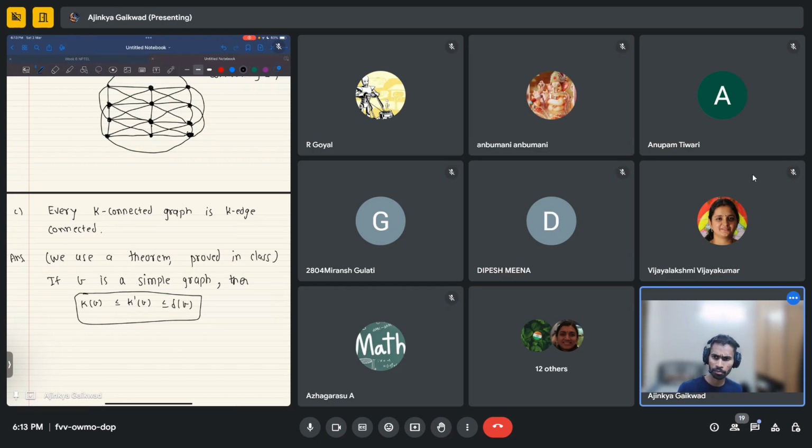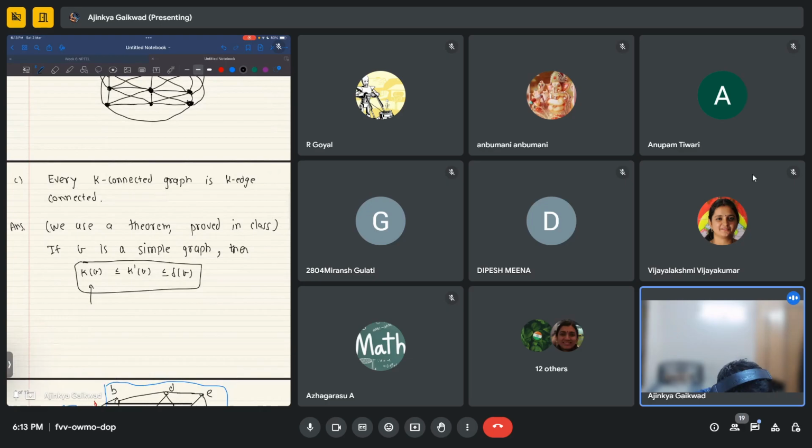There is only, I think, one theorem in this connectivity topic, which says that this K is the vertex connectivity. If the connectivity of a graph is, let's say, K, then the edge connectivity will be at least K, and the minimum degree will be at least K as well. So this is the theorem. So let's see. Let's say I have a K connected graph.